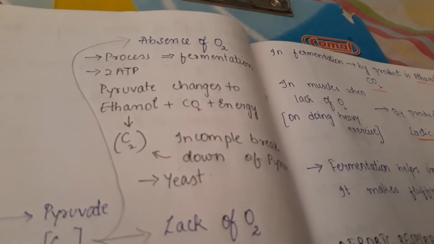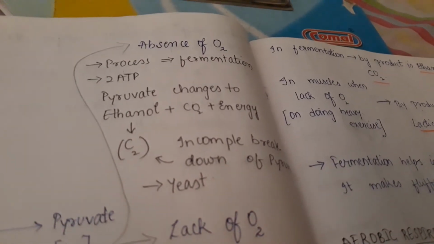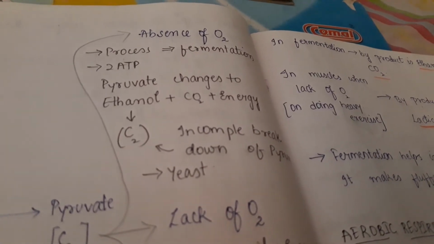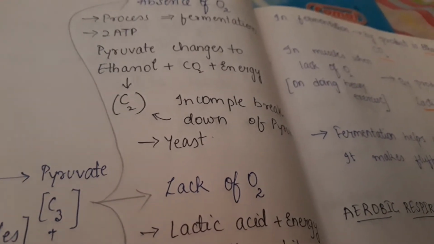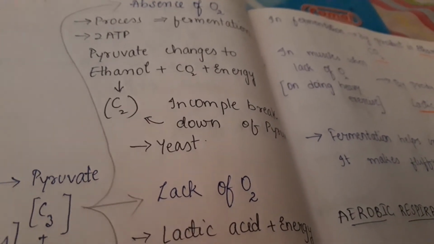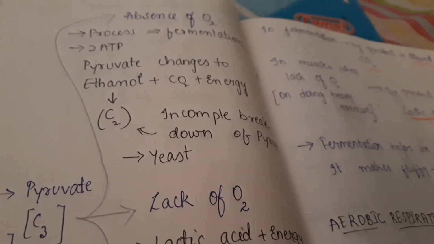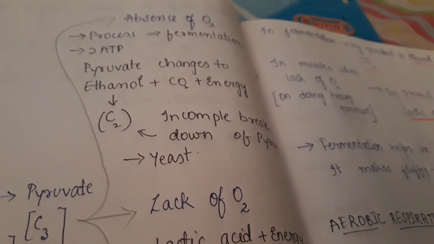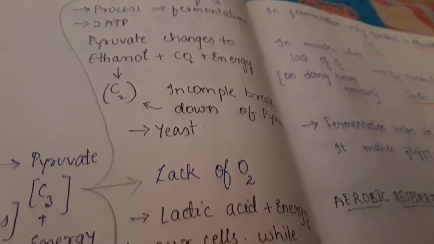Now see, when glucose is changed to pyruvate in the absence of oxygen, this process is known as fermentation. There are only 2 ATP, and pyruvate changes to ethanol plus CO2 plus energy. Pyruvate has 3 carbon molecules, whereas ethanol has only 2. They can ask, what is the byproduct? You should be able to tell what the byproduct of fermentation is in the absence of oxygen: it is ethanol and CO2. Clear? Incomplete breakdown is taking place, right?